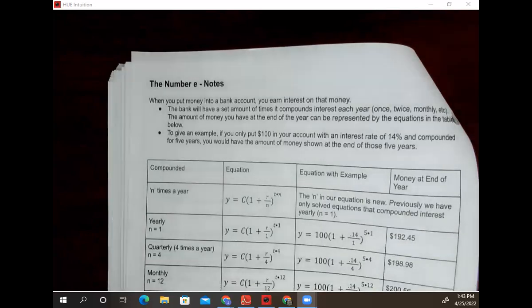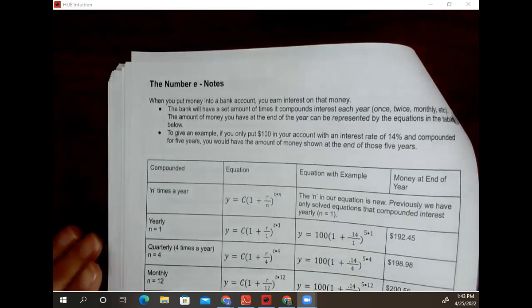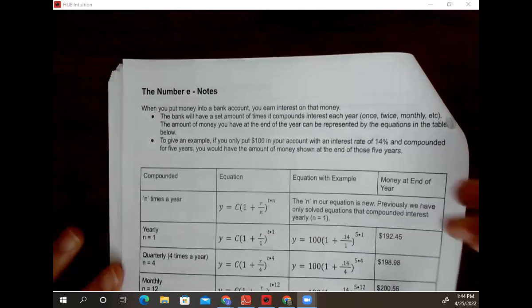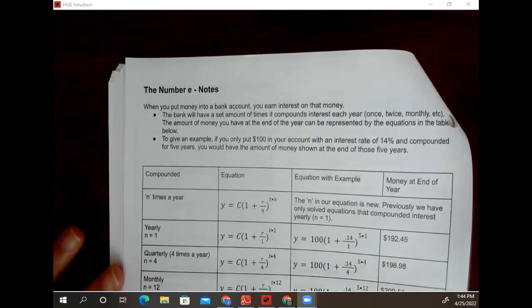As we look at E today, I'm going to start by talking about where E comes from. If you put money into a bank account, like a savings account, you earn interest on that money. About every 3 months or so, you see one extra penny in there, and that's a payment of interest from the bank. The bank has set amounts of times that it compounds interest each year. Most commonly, I think it's quarterly for a regular savings account, but it could be once a year, twice a year, or monthly.